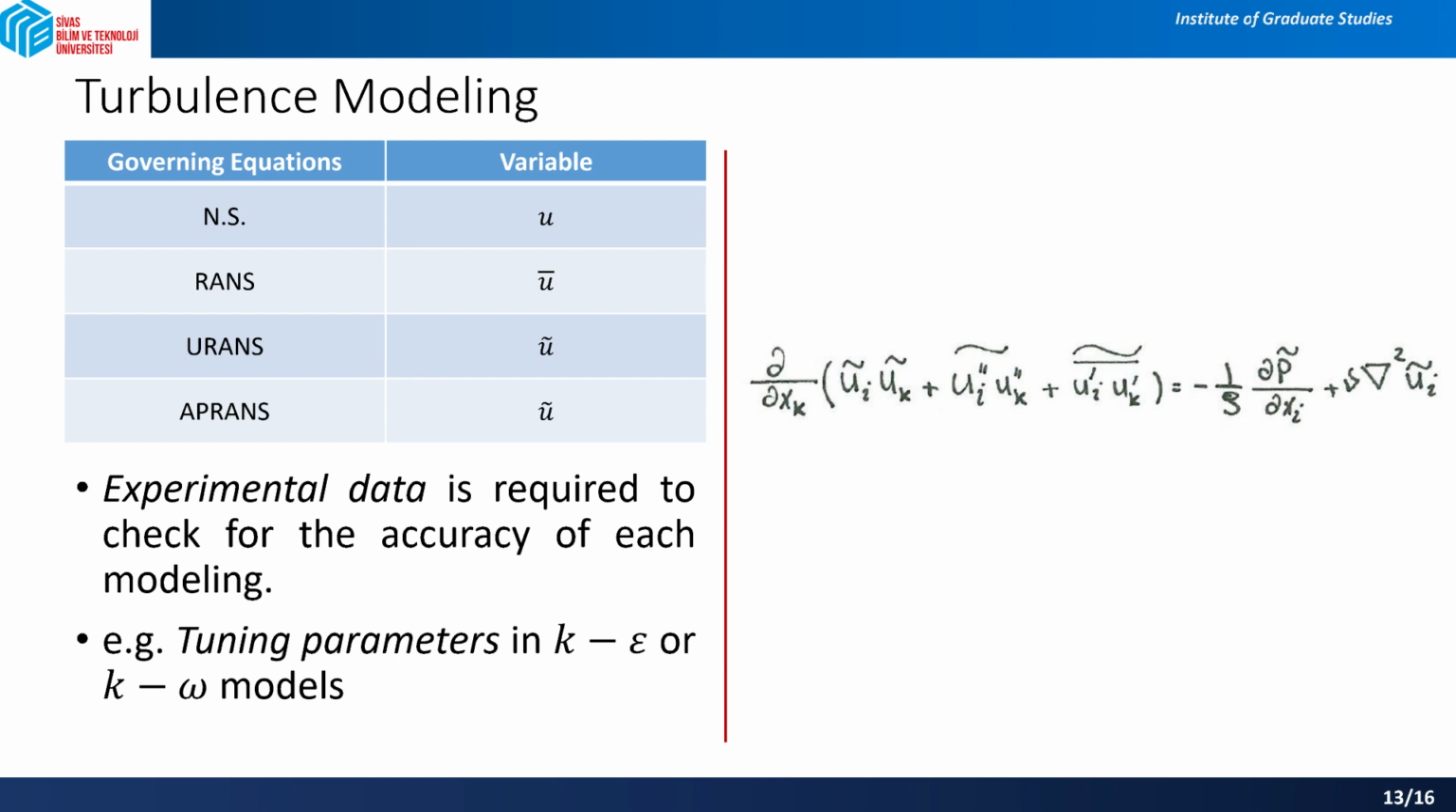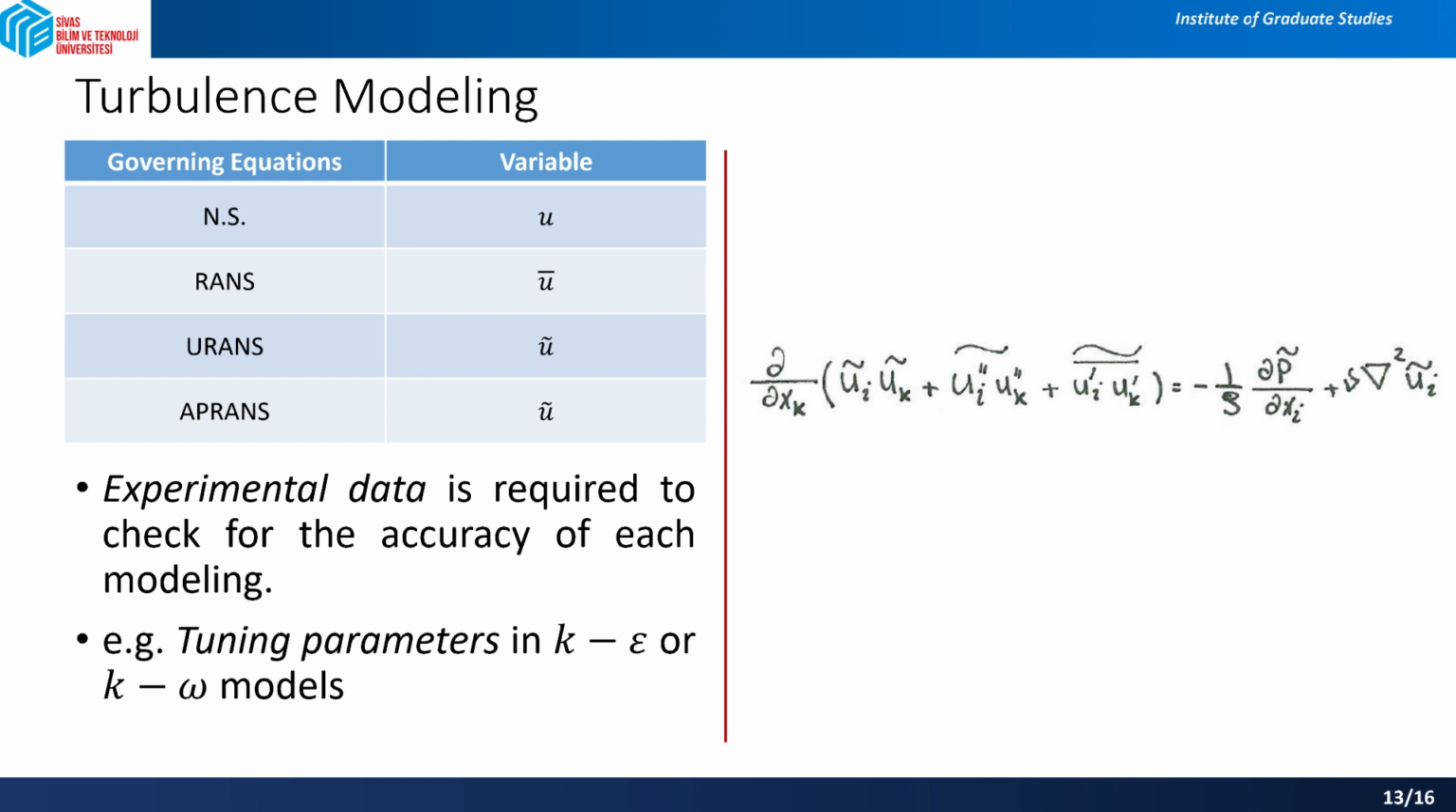you may have some values of, for example, U tilde that is going up or down from its exact value. That's why we said that we need good experimental data to check the accuracy of these modelings that we are introducing.